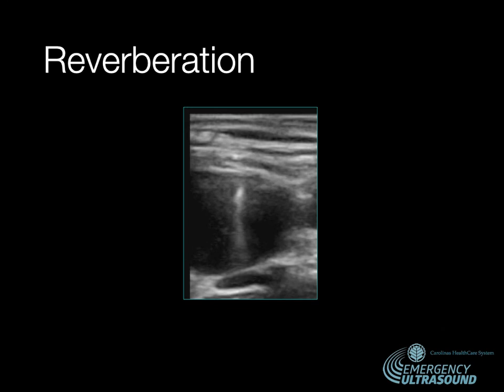Then one of the final artifacts that we see with ultrasound is something called reverberation. This is multiple reflections at an interface. This wave encounters two parallel reflective surfaces perpendicular to the path, then the ultrasound gets trapped and bounces back and forth before returning to the transducer, causing this reverberation artifact that we're seeing. And this reverberation artifact is caused by a needle being placed into a vein.